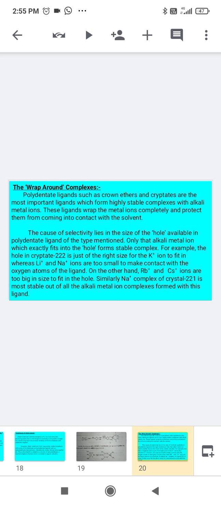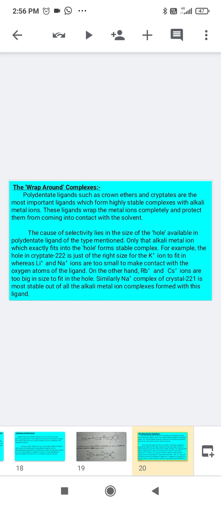So, wraparound complexes. What are these wraparound complexes? Polydentate ligands such as crown ethers and cryptates are the most important ligands which form highly stable complexes with alkali metal ions. These ligands wrap the metal ions completely and protect them from coming into contact with the solvent. That means these complexes form only with a particular suitable metal ion. So you can see how it is selected.